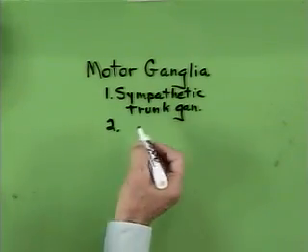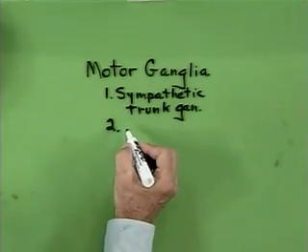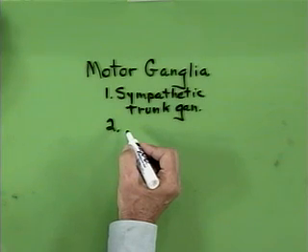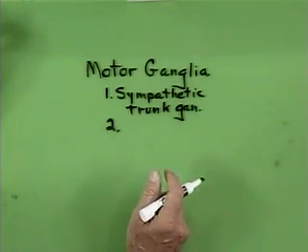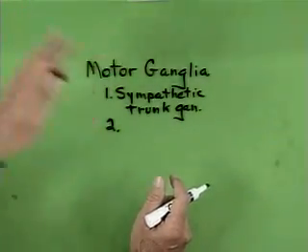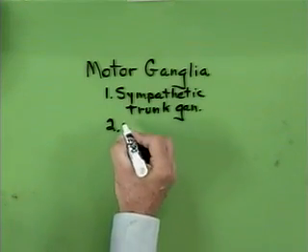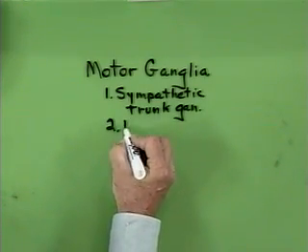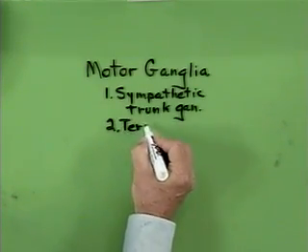We also have some motor or autonomic ganglia that are too small to see. They're microscopic, and they're located kind of in the walls of the organs innervated. So the preganglionic neuron goes all the way down to those particular organs. Those motor ganglia are called terminal ganglia.